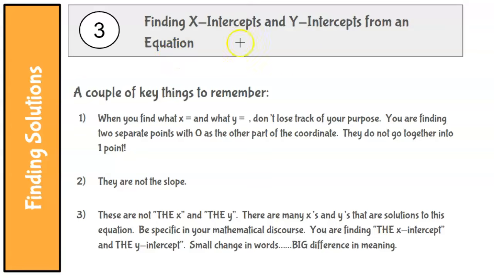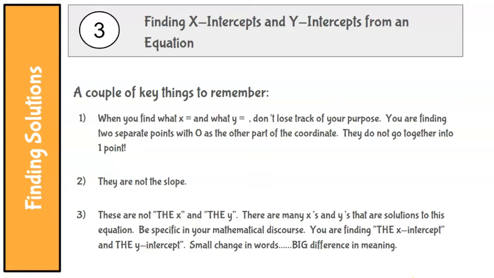A couple of key points to finding the x and y intercepts from an equation. First, when you find what x equals and y equals, don't lose track of your purpose. You are finding two separate points with 0 as the other part of the coordinate. They are not the slope. We haven't talked about the slope yet. These are not the only x and the only y. There are many x's and y's that are solutions to this equation. So be specific in your mathematical discourse. You are finding the x-intercept and the y-intercept. A small change in words is a big difference in meaning.